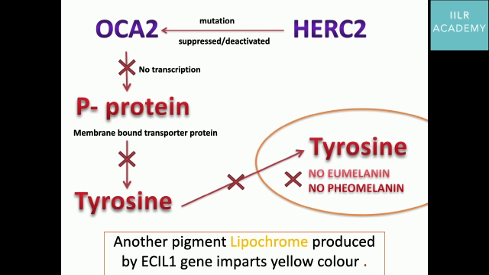Now let's talk about the other gene which is also important in maintenance of the eye color, which is the HERC2 gene. On its mutation, it suppresses the OCA2 gene, therefore no transcription of OCA2 takes place and no P protein is formed. When no P protein is formed, the outside tyrosine cannot enter inside the cell and therefore no eumelanin or pheomelanin is formed, and therefore less amount of brown pigment is present in the iris. There is another pigment which is called lipochrome, which is produced by the ECIL1 gene that imparts yellow color.